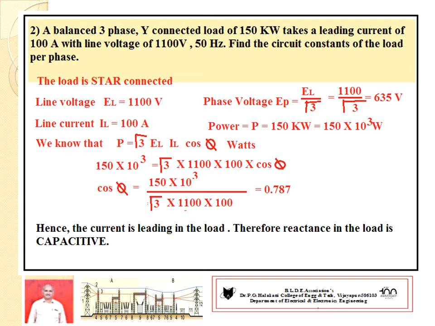The load is star connected. Given voltage is once again line voltage, EL equal to 1100 volts. Current is given. In the star connection, both currents are the same. Line current or phase current equal to 100 ampere. Power is given, power equal to 150 kilowatt. So it is equal to 150 into 10 to the power of 3 watts. So you can determine phase voltage in star connection, EL by root 3.